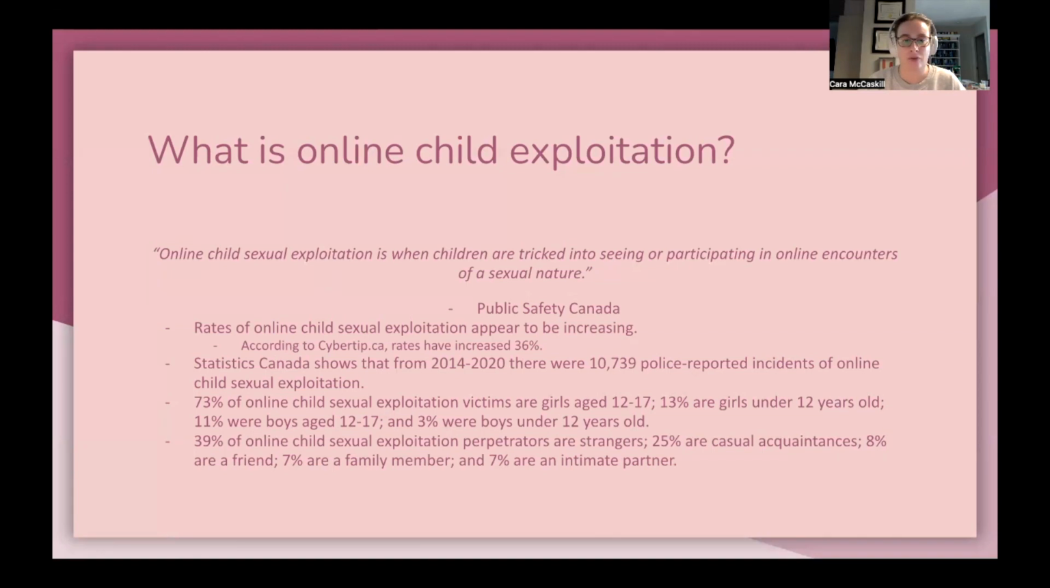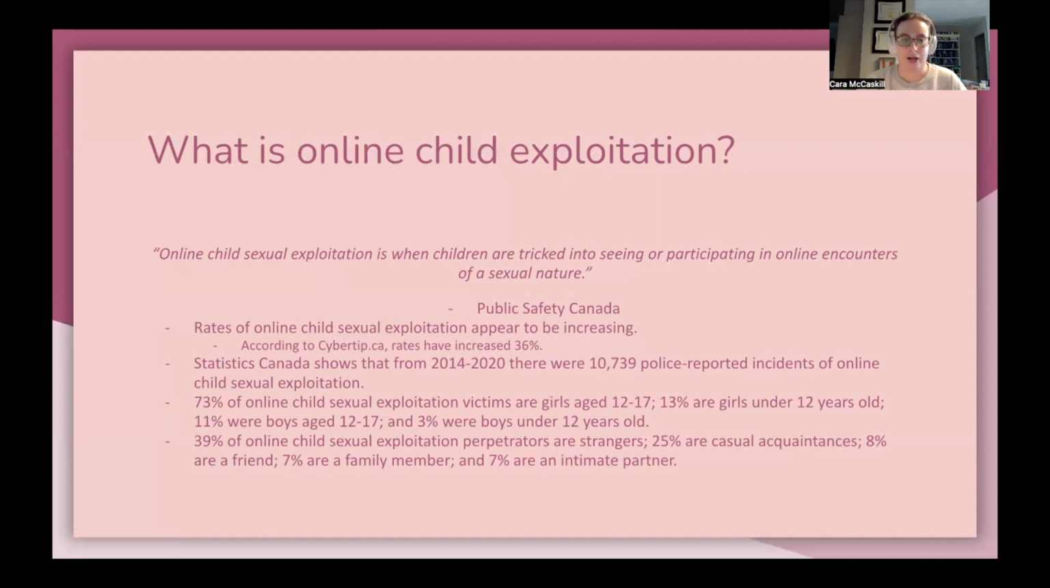Over the last few years, rates of online child sexual exploitation appear to have been increasing, and that's likely due to a number of factors, including that children are using technology earlier in life than perhaps they had been before, and also the evolving tactics that offenders of child sexual exploitation use can cause rates to fluctuate. According to cybertip.ca, over the last year or two, rates have increased 36% based on what they're seeing. But it's also important to note that not all instances of child sexual exploitation online get reported. So the actual numbers are likely a lot higher than what we're seeing, and we just use them as a benchmark to get a sense of where we're sitting.